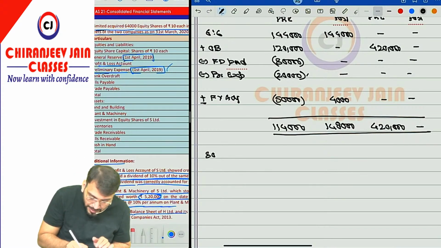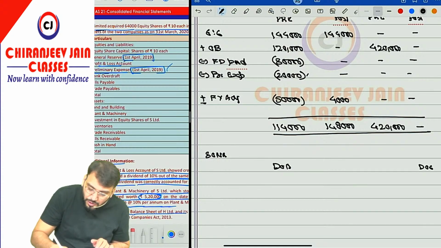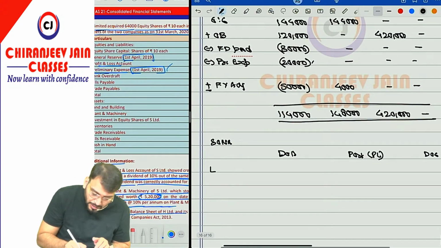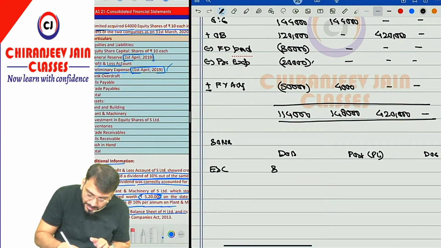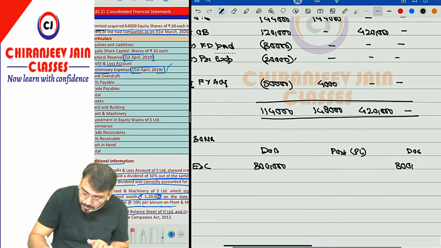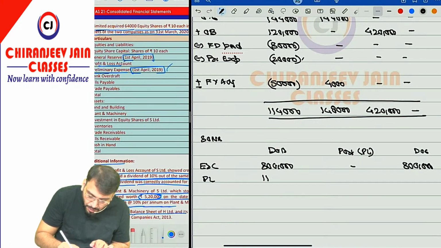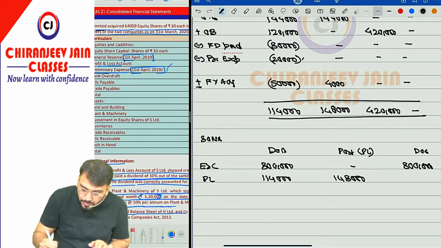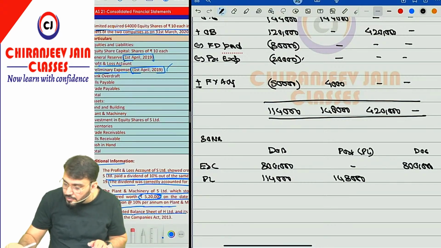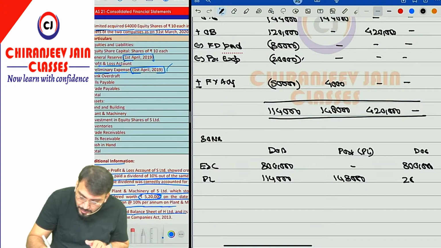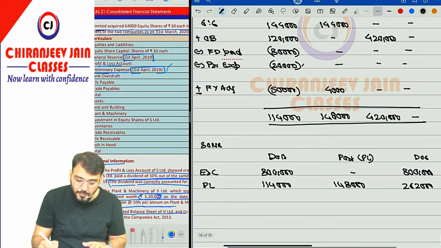Now I'll prepare the statement of net assets: date of acquisition, date of consolidation, and post-acquisition, only P&L will come. So the equity share capital is how much? 8 lakh. Understood? P&L is 1,14,000 and 1,48,000. That becomes 2,62,000. Have you understood this point?